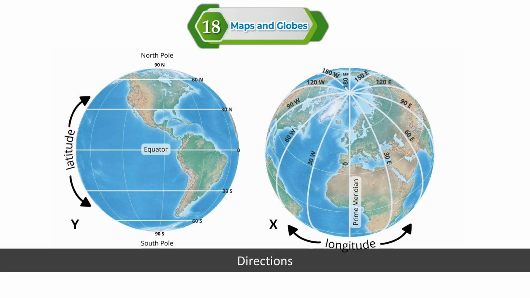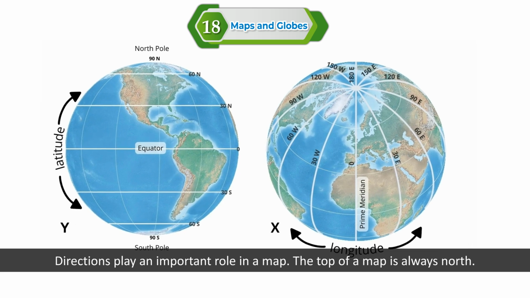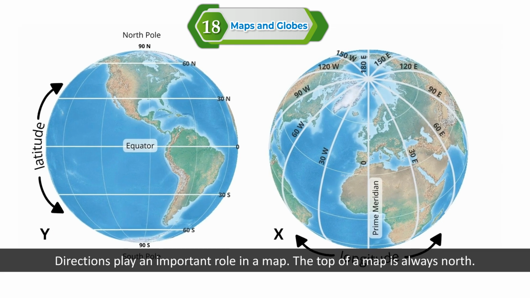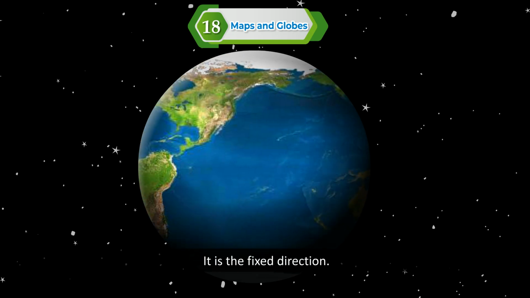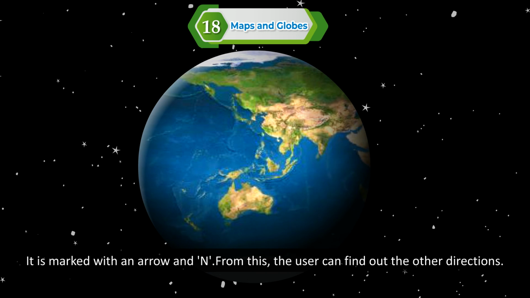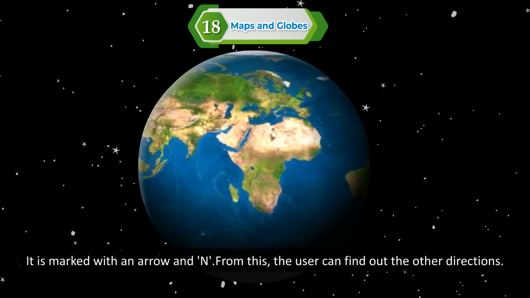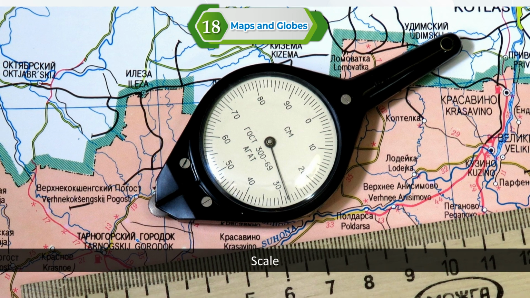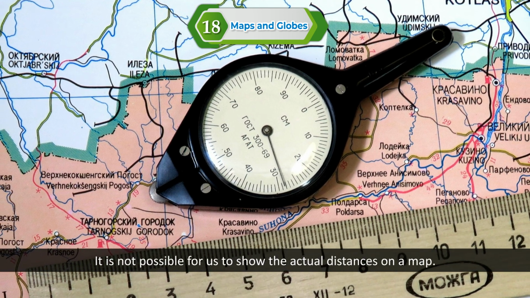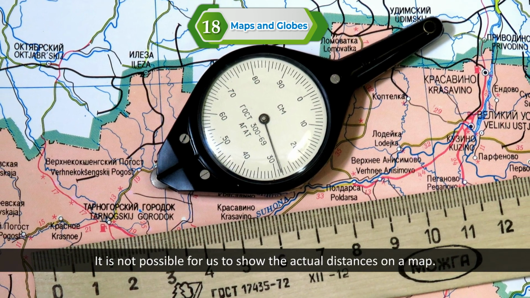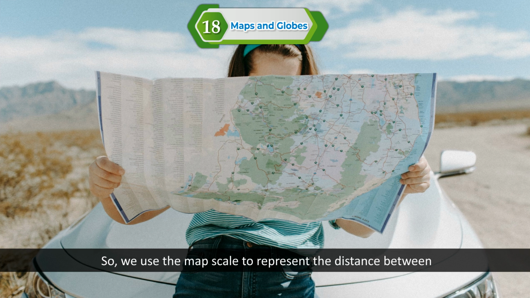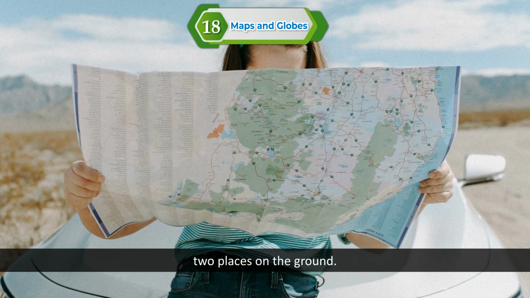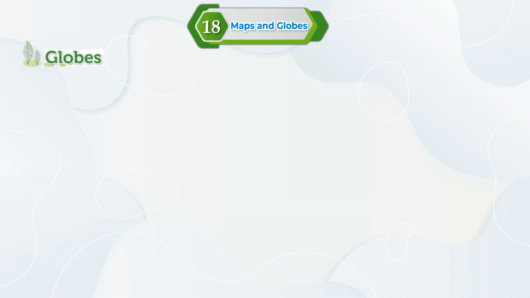Directions. Directions play an important role in a map. The top of a map is always north. It is the fixed direction. It is marked with an arrow and N. From this, the user can find out the other directions. Scale. It is not possible for us to show the actual distances on a map. So, we use the map scale to represent the distance between 2 places on the ground.